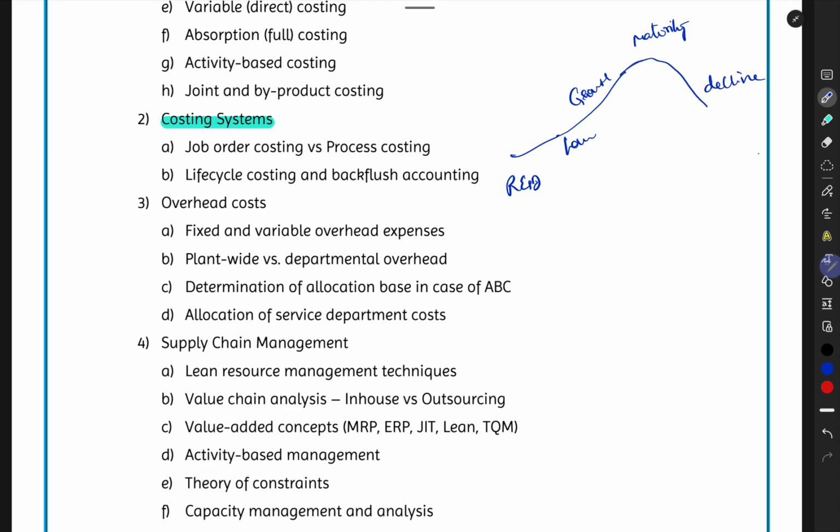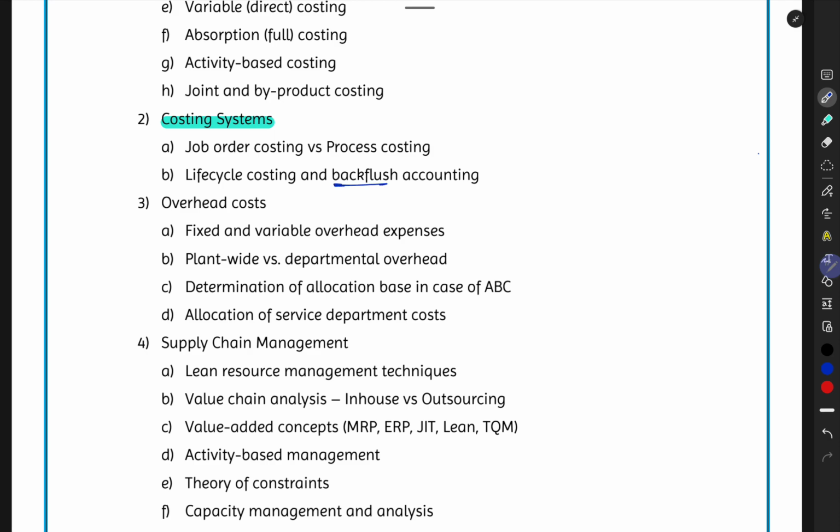So in each of these phases, there will be different costs involved in the production process. So what are the costs involved, and what is the life cycle cost throughout the life cycle of the product? What is the total cost? That is calculated, and based on that we calculate cost per unit. That is called life cycle costing.